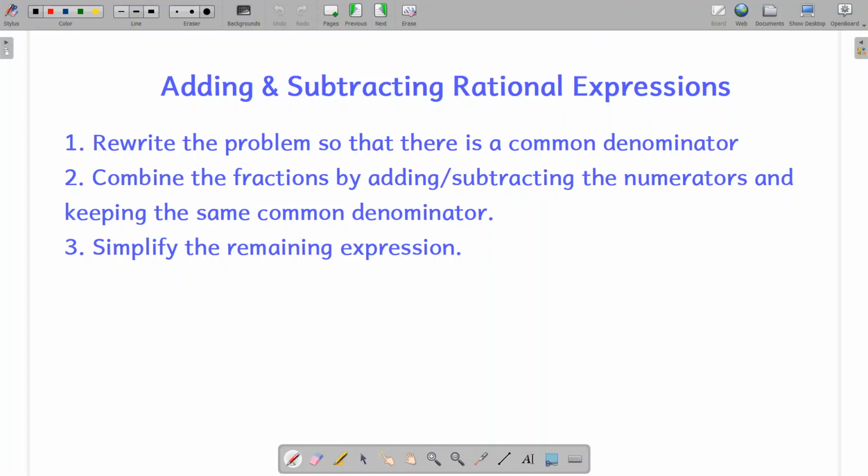We're going to have to rewrite our expressions so that they have a common denominator that will allow us to combine them by either adding or subtracting. Remember, when we do that with fractions, the only things that add and subtract are the numerators. Once we have a common denominator and we combine our fractions, it just keeps that same common denominator. We don't actually add or subtract anything down there. Once we have actually combined these two together, that's when we can start simplifying the remaining expression by factoring and canceling and all that good stuff.